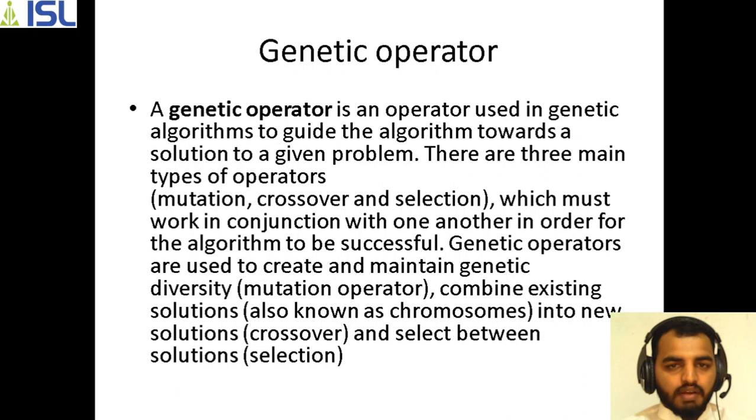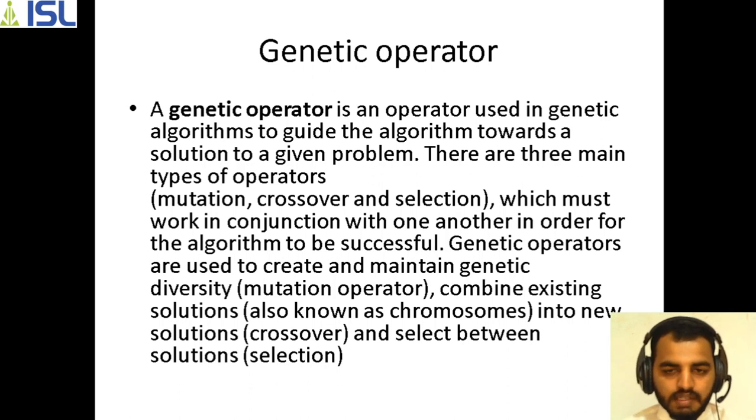Now, what is this genetic operator? A genetic operator is an operator used in genetic algorithms to guide the algorithm towards a solution to a given problem. There are three main types of operators. You should remember these three things very carefully because this is what we are going to study in the remaining part of our slides. The first one is the mutation, the second one is the crossover, and the third one is the selection.